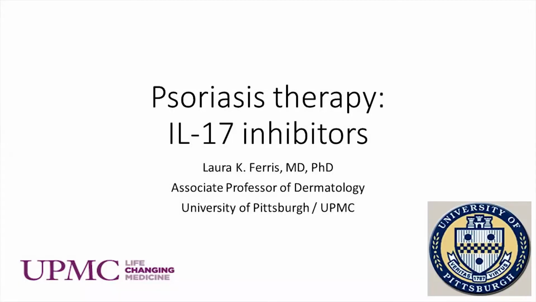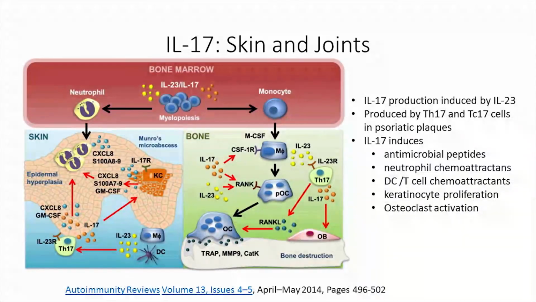So IL-17 is a cytokine that is important in both the skin and the joints, and so it is a pivotal cytokine for both psoriasis and psoriatic arthritis. So we just heard a lot about IL-23. One of the ways that IL-23 functions in the pathway is that it induces the production of IL-17 by Th17 T cells. So we can think of IL-17 as sort of being the cytokine that is right at where the action is.